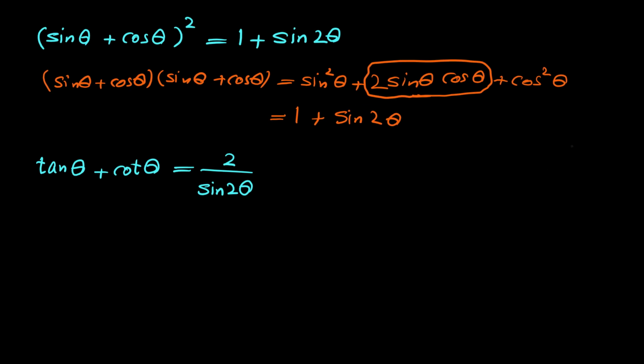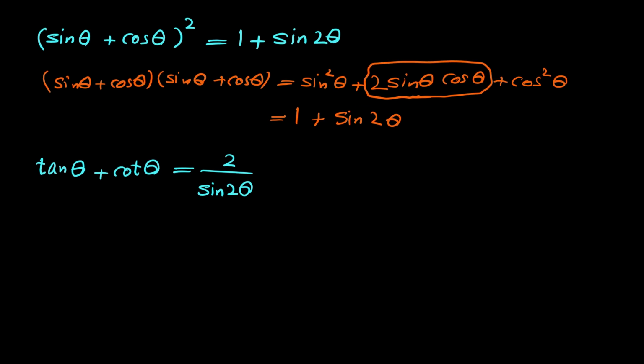Now look at the next identity that we want to prove. Tangent theta plus cotangent theta is 2 over sine of 2 theta. Again here, the more complicated side is the left side. So we start from the left side. Tangent. Usually we write tangent in the form of sine over cosine by the quotient identities. And cotangent is cosine over sine.